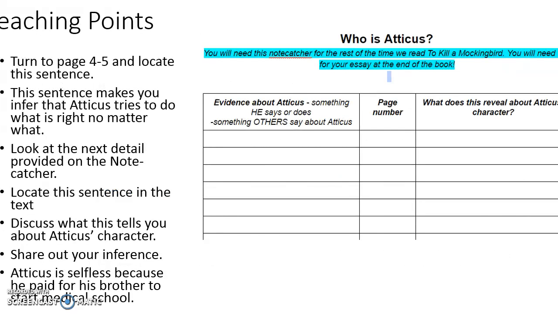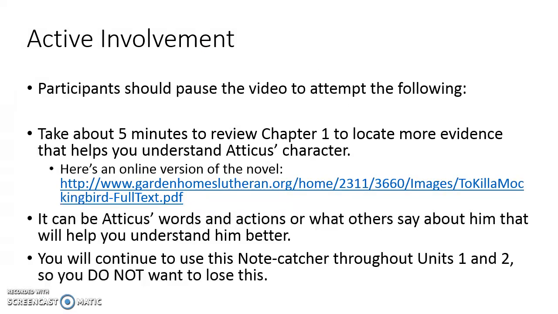So if you'd like to pause the video and give this a chance, I've attached a copy of the novel that you can look at briefly. It can be Atticus's words or actions, or what others even say about him, that will help you understand him better. So you will continue to use this note catcher throughout Units 1 and 2, so you do not want to lose this ever. Thankfully, my students are using Canvas this year, so this is actually already attached into their Google Drive, so they will never be able to lose this. So if you'd like to pause this for a little bit, you can play around with that.